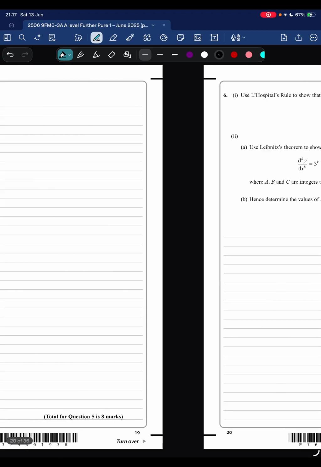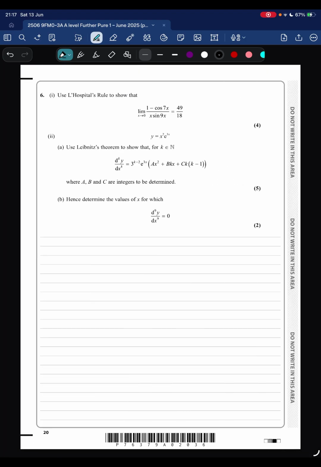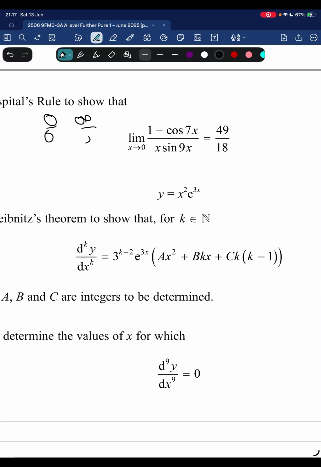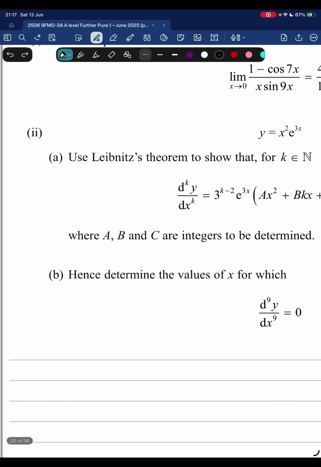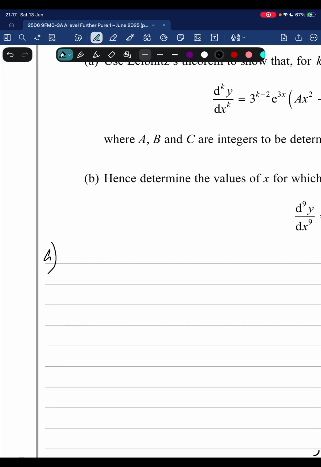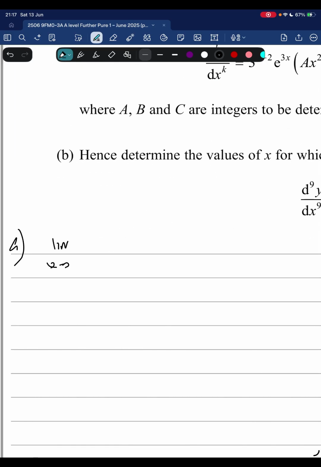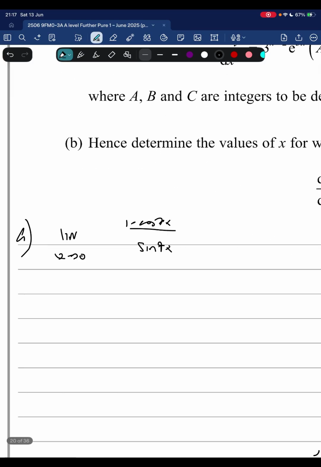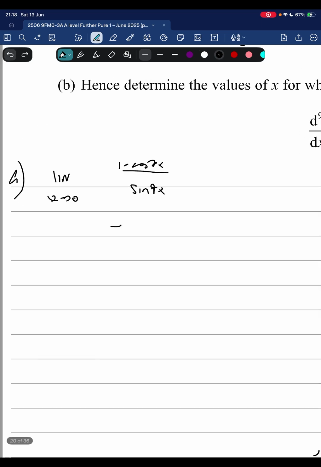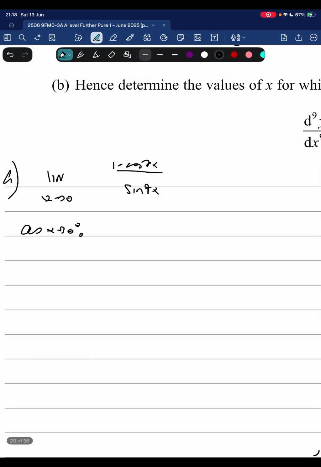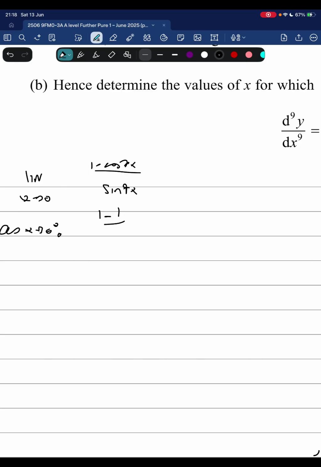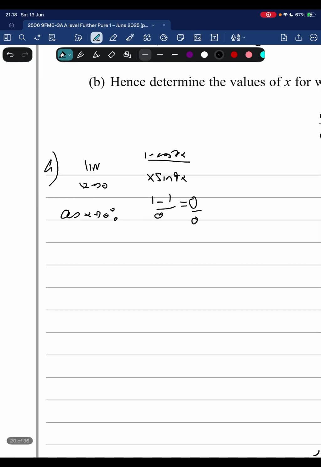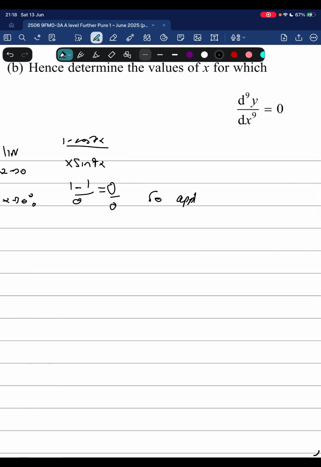Okay. So next question, we have L'Hopital's rule. So obviously you want 0 over 0 or infinity over infinity to apply it. Part A, you're just going to apply it once. So the limit as x tends to 0 of 1 minus cos 7x over x sine 9x. As x tends to 0, we get 1 minus 1 over 0, which equals 0 over 0. So apply L'Hopital's.